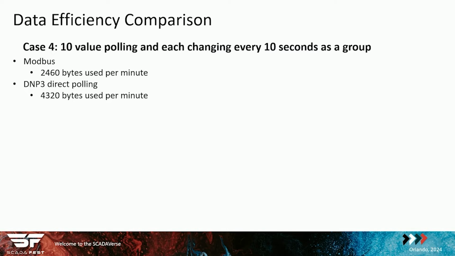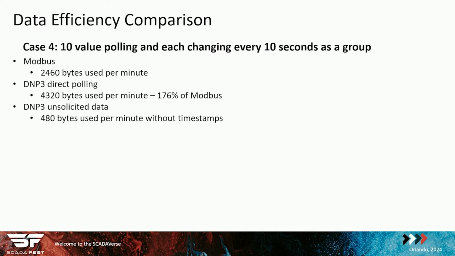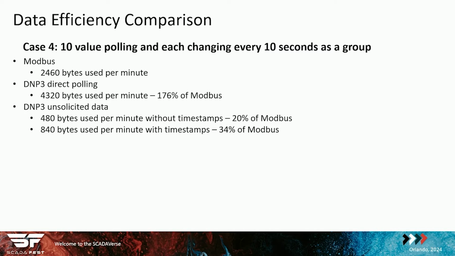DNP3 direct polling, though, is quite a bit higher, 2,700 to 4,300. It's gone up there. It's still almost double what Modbus is to do the same thing. And then with DNP3 unsolicited data, you're down to about 20% of what Modbus uses if they change as a group, so you're only getting one packet sent to you with everything in it every 10 seconds. Or if you have timestamps, 34%.